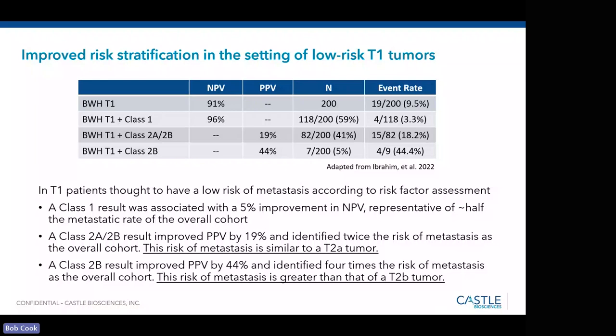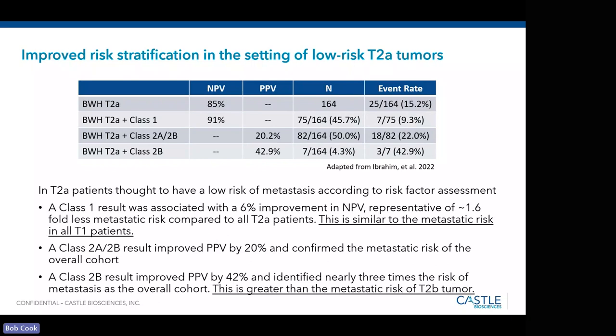Now, layering the results from DecisionDx-SCC testing on top of BWH staging allows clinicians to identify a low-risk class 1 group with a metastasis rate of only 3.3% compared to class 2A and 2B rates of 18.2% and 44.4%. These are significant adjustments for a cohort that would be deemed low risk according to the BWH staging system. And I think it's also important to point out the improvement in NPV to 96% when including GEP results.